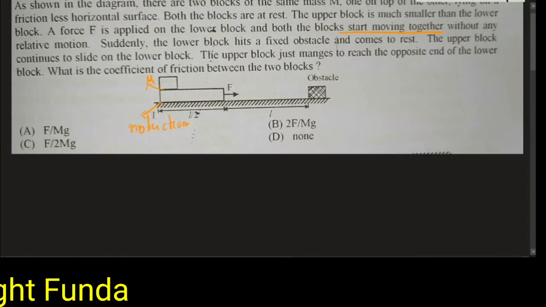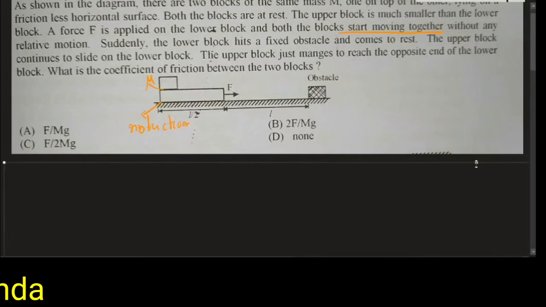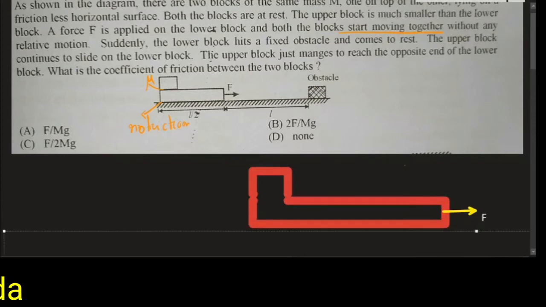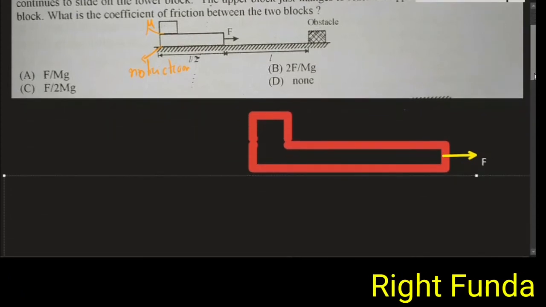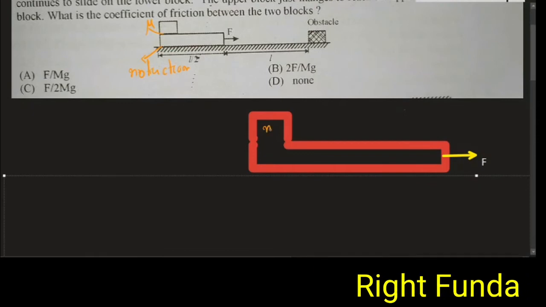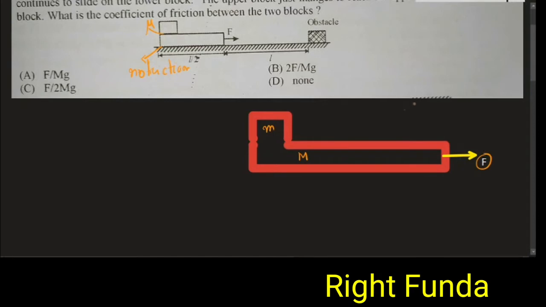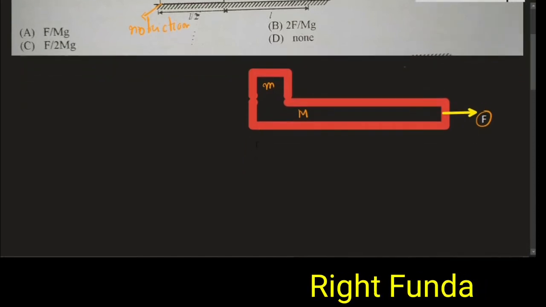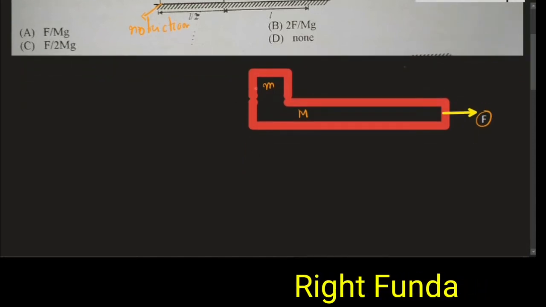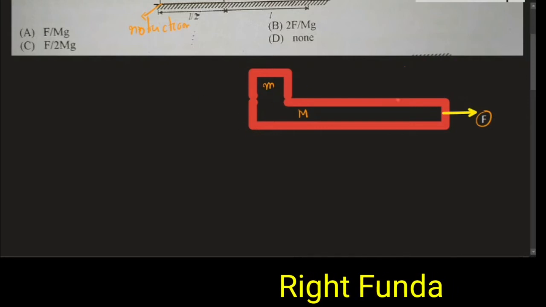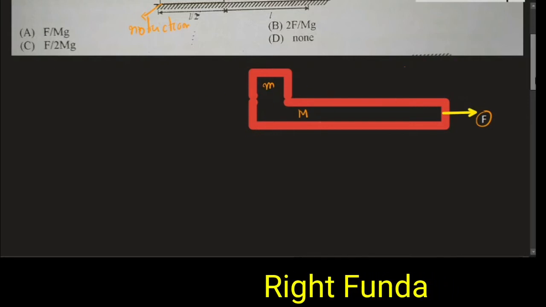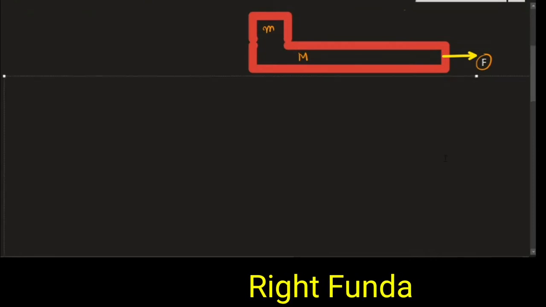So if I draw the free body diagram of these two together, because they are moving together, there is no harm in taking their combined free body diagram. The combined free body diagram will look like this. Suppose the upper block has a mass m and this one has a mass capital M, and I am applying a force F on this. So these two bodies will go together. The friction becomes an internal force. There is no friction at the surface. So in the horizontal direction, the only external force acting is the force capital F.